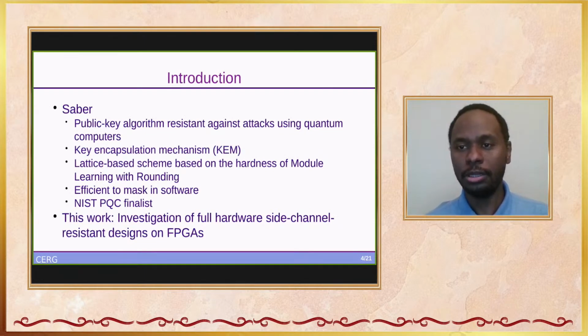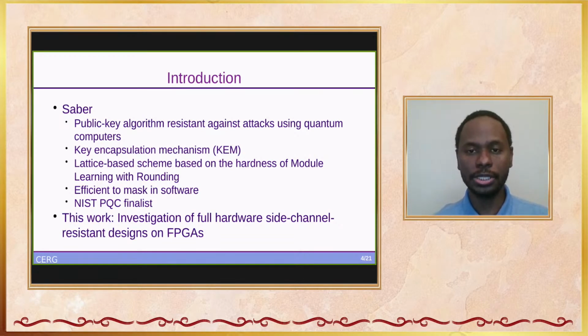So the development in quantum computing nowadays threatens all our public key infrastructure. Algorithms like RSA and ECC are all vulnerable to attacks from quantum computers. So Saber is one of the candidates that are believed to resist attacks from quantum and classical computers. It's basically a key encapsulation mechanism that you can use to exchange keys securely between communicating parties.